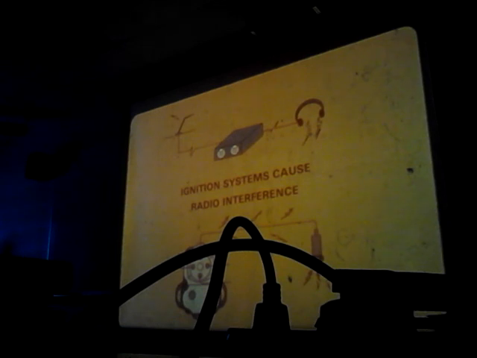Anytime a spark jumps a gap, there is electrical energy radiated out, not only from the spark plug, but also from all of the wires in the ignition system. This energy can be received on the radio in the airplane, causing poor reception of communications, as well as wrong indications on navigational equipment.